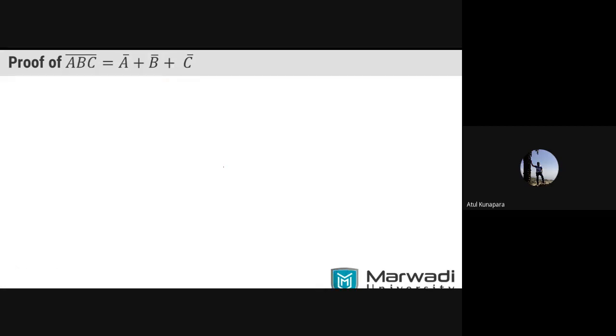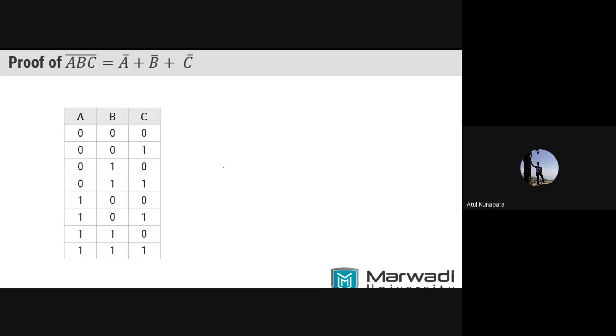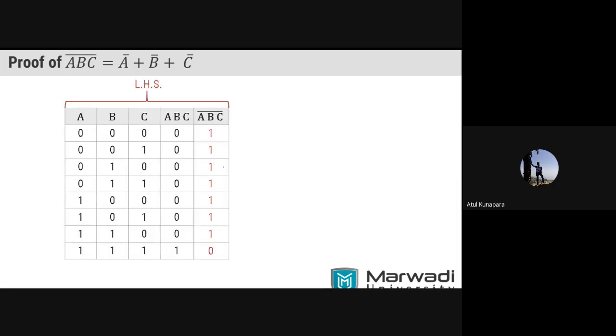Same way, the second De Morgan rule with three inputs. Again, you can apply it in the same order and same manner. You also have the proof here like this. On the left hand side, you will be getting A, B, C, and that will be NOT.